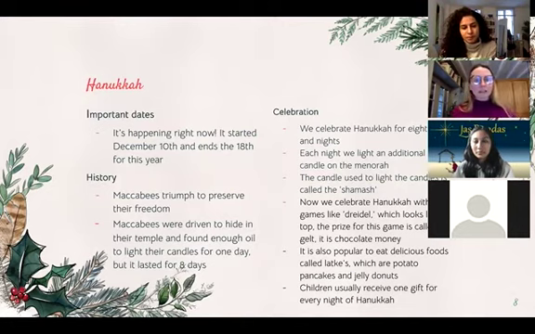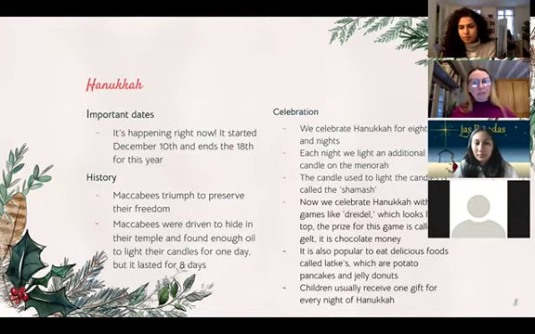So the history of Hanukkah, it celebrates a time a long time ago when the Maccabees won their freedom. During this time, the Maccabees were driven to hide in one of their temples, and in the temple, they found only enough oil to light their candles for one day. But by some miracle, it lasted 8 days. So that is also why Hanukkah is sometimes known as the celebration of lights.